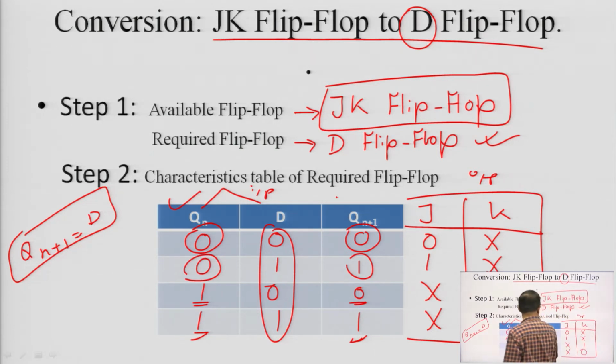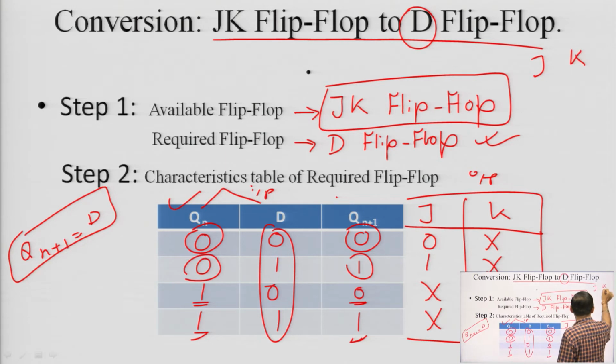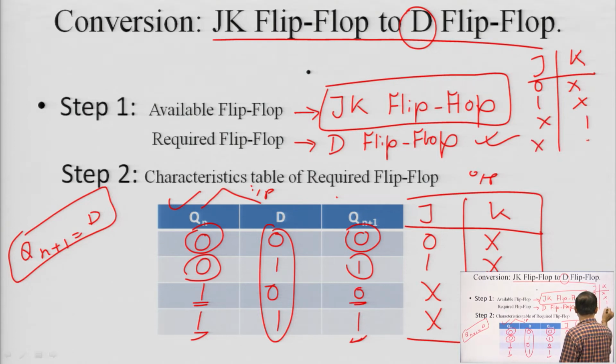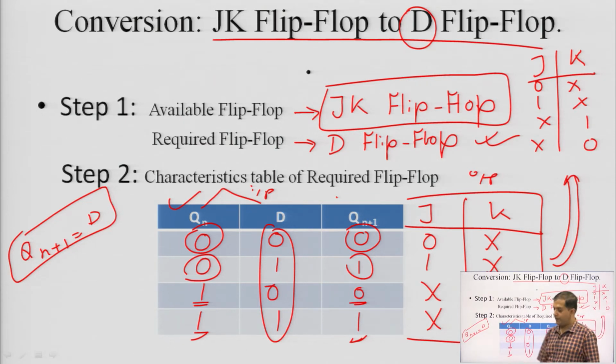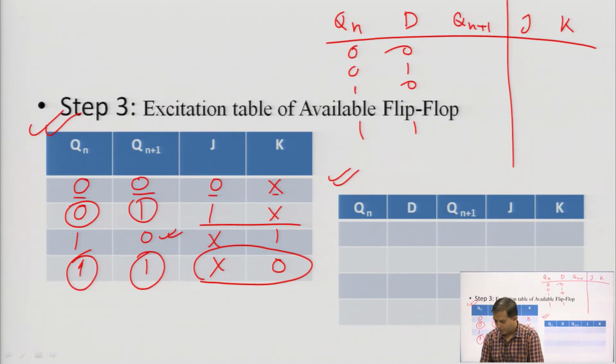If it is not visible, I can write, we are having JK like this: 0 cross, 1 cross, cross 1 and cross 0. I have written it here because this was missing, I think. So, like that we have written. Okay. So, now what is the next step?